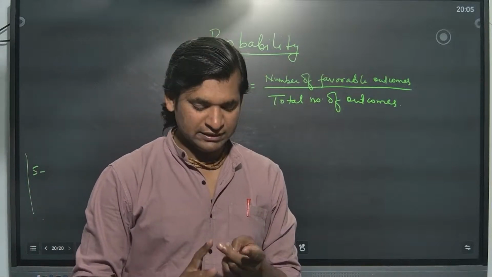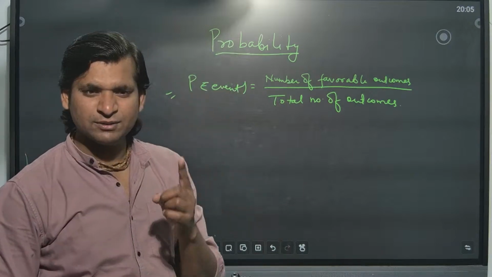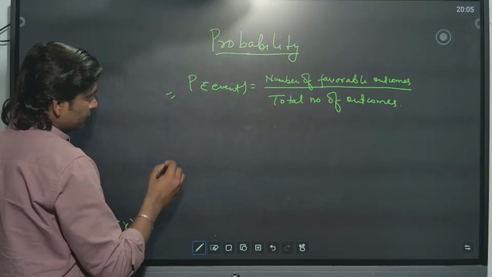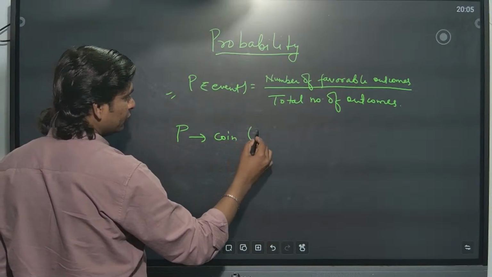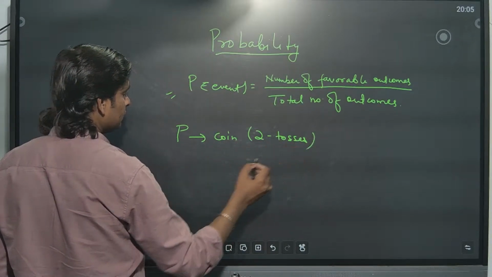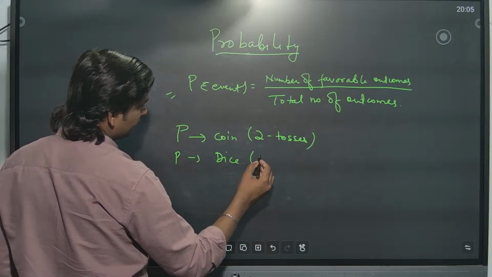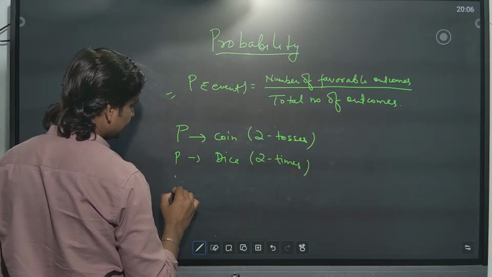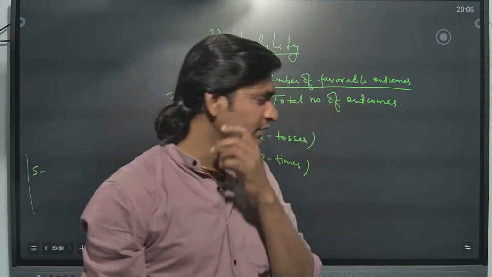So overall, we have only three concepts: dice, coin, cards. You have to write the formula for every question. Only one question for 3 marks, two MCQs, 5 marks maximum. One can come for coin, mainly for two tosses. Probability for dice, that is also for two times, and cards. So one by one we'll see the probability based questions on these three.